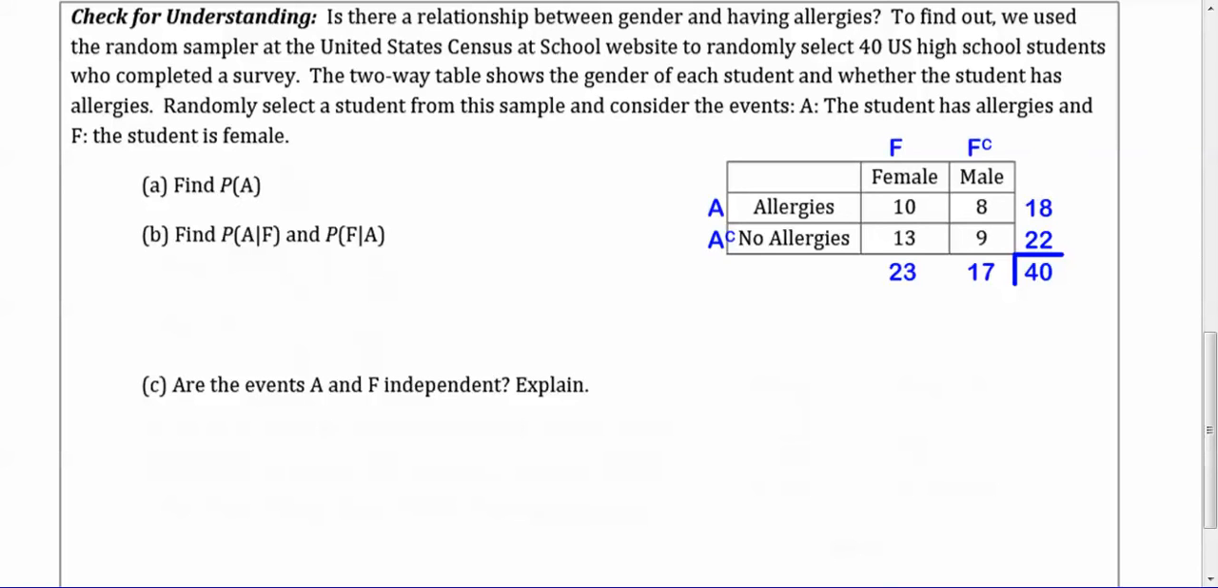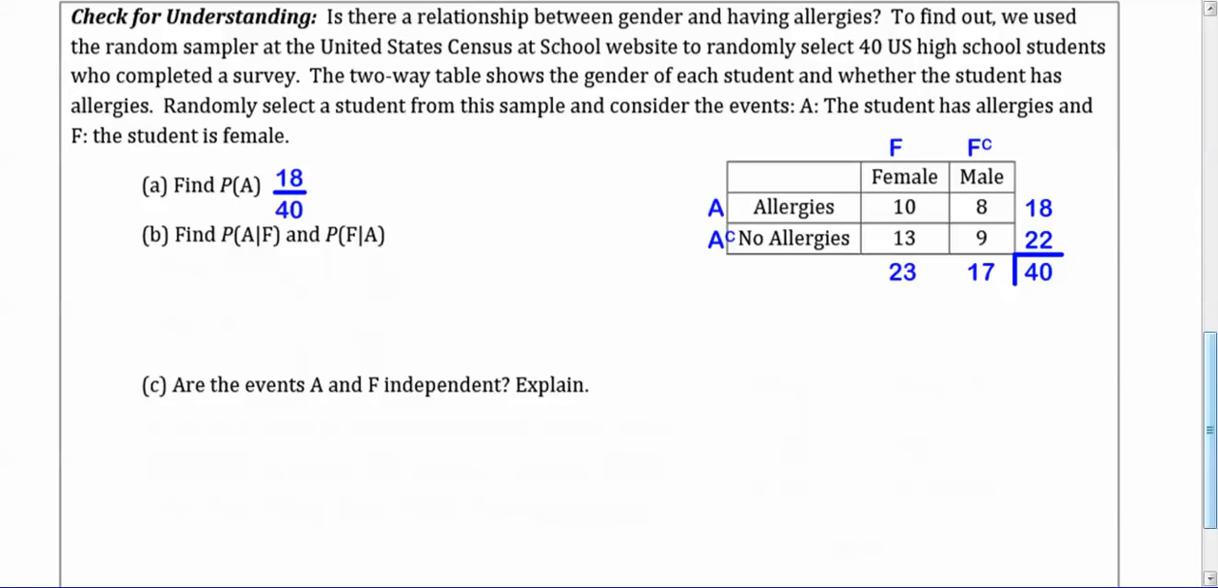So part A is find the probability of A. So find the probability that a random student from this sample is going to have allergies. There are 18 total people who have allergies out of the 40 people in the sample, so that's simply going to be 18 out of 40. And again, you do not need to reduce your fractions.